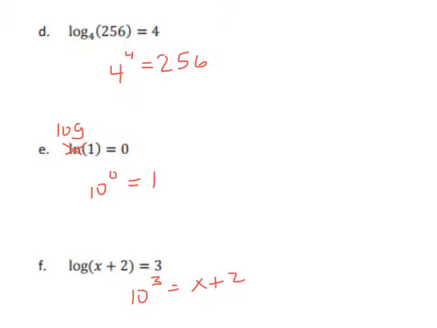And D, you should have 4 to the 4th equals 256. E, I forgot to tell you, there's a typo on that one. It should have been log of 1, so therefore 10 to the 0 equals 1. And the last one here, F, 10 to the 3rd power equals x plus 2. So that's just remembering how to set those up as equations with exponents instead of logs.